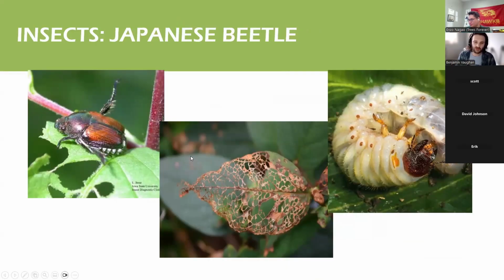Japanese beetles. These again are spreading. They're in Iowa. They aren't as extreme as the ash borer, as they don't usually fully kill trees. They like some varieties of maples, Japanese maples. They also like different linden varieties.